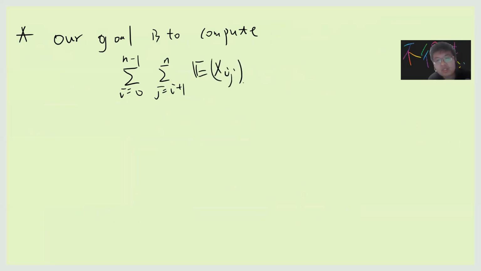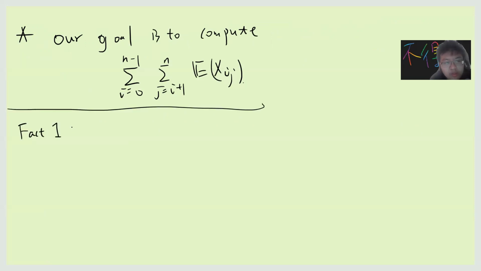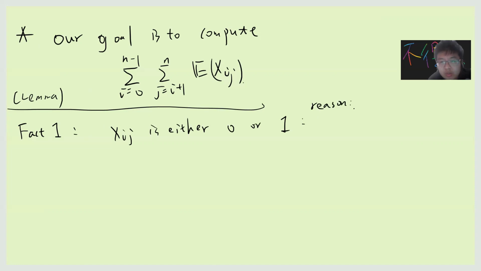And the expectation value is taken over all the pivot sequences. Okay, so to compute this, fact 1, or you can use lemma. Fact 1 is that X_ij is either 0 or 1. This is just to provide the reason. So the reason is simple, right?